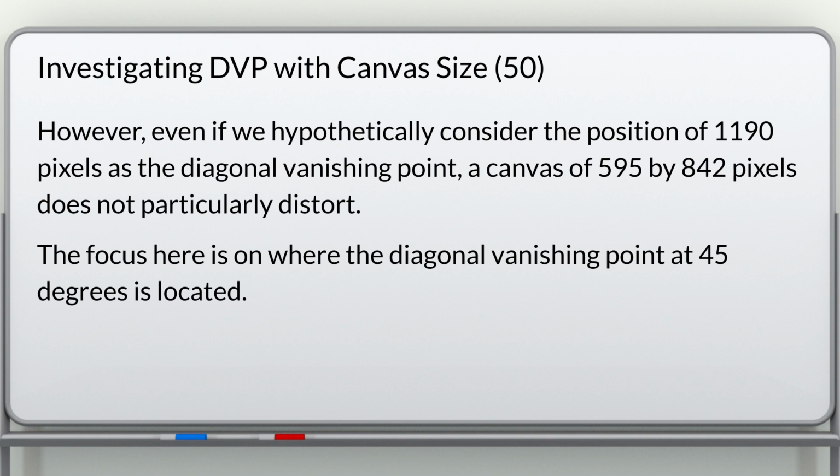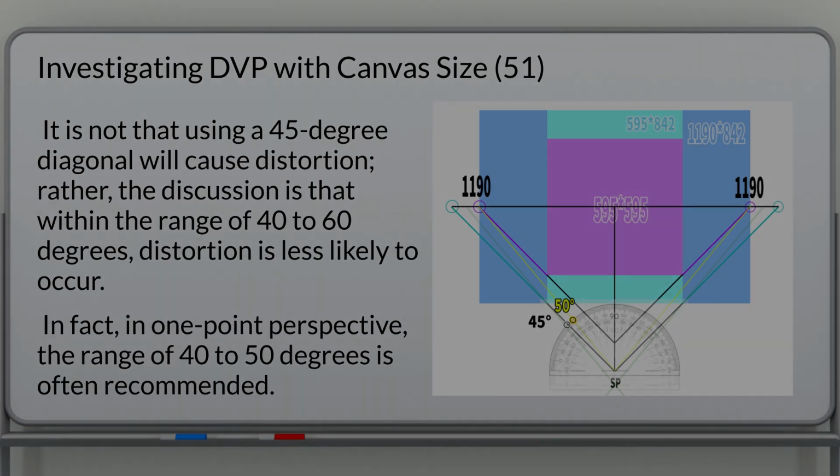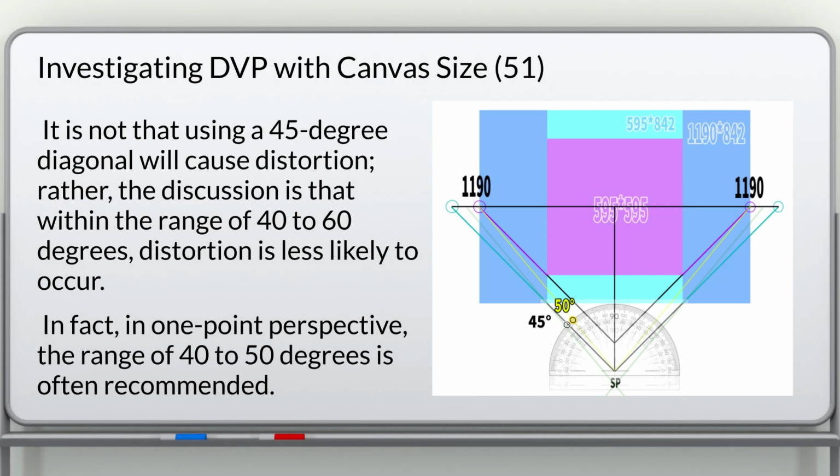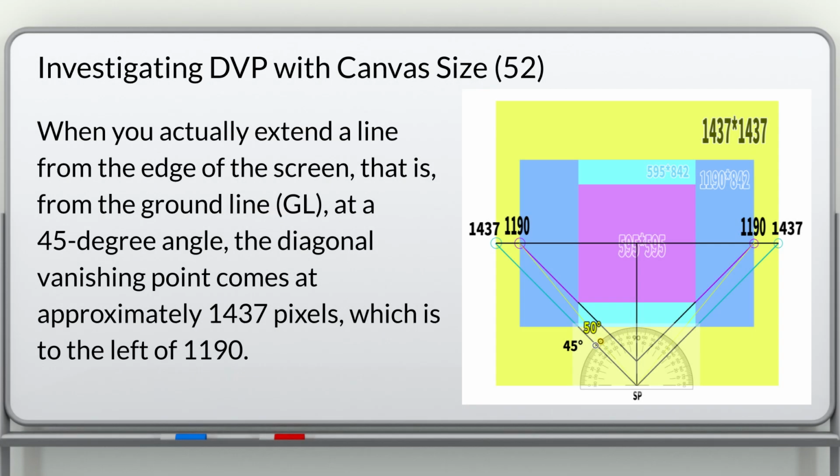The focus here is on where the diagonal vanishing point at 45 degrees is located. It is not that using a 45-degree diagonal will cause distortion, rather, the discussion is that within the range of 40 to 60 degrees, distortion is less likely to occur. In fact, in one-point perspective, the range of 40 to 50 degrees is often recommended. When you actually extend a line from the edge of the screen, that is, from the ground line, at a 45-degree angle, the diagonal vanishing point comes at approximately 1437 pixels, which is to the left of 1190.